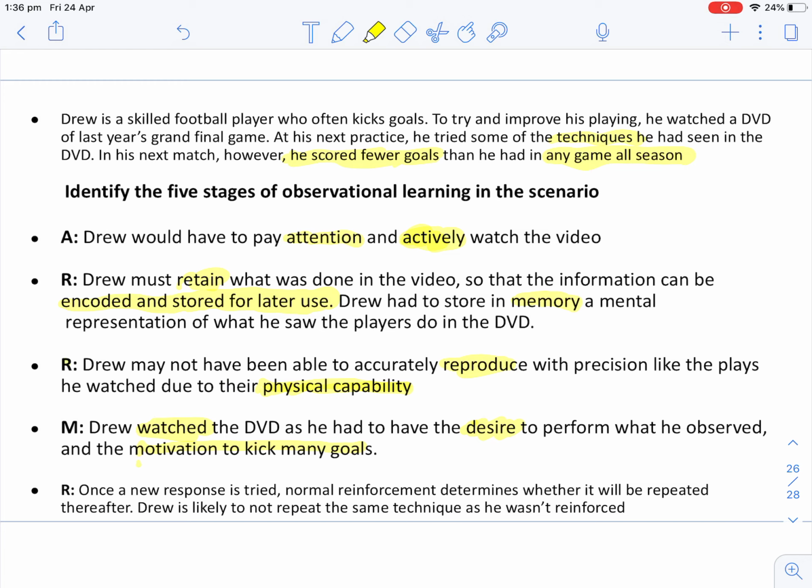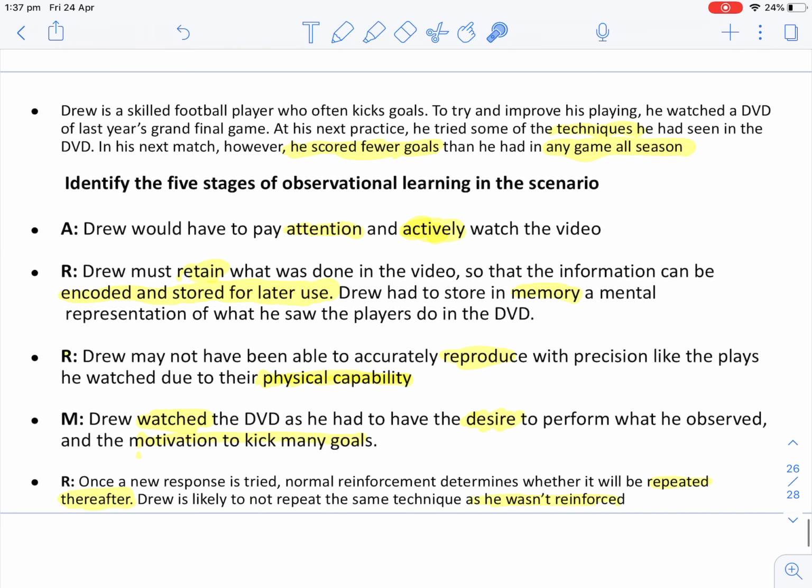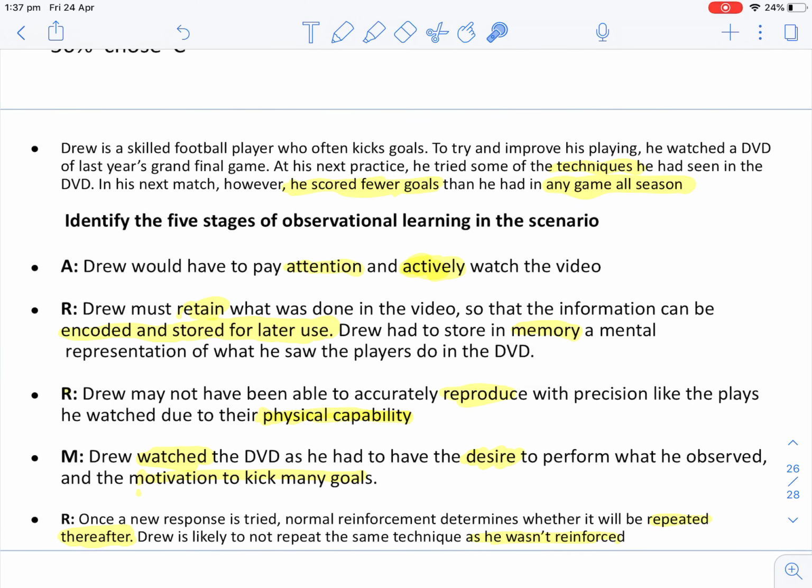So once the new response is tried, reinforcement determines whether it will be repeated thereafter. So we know that if you're positively reinforced, then the likelihood of you doing that again will continue, or negatively. So it seems that Drew's not likely to repeat the same technique because he wasn't reinforced. He'd scored fewer goals, so that same technique didn't work. So he would need to change something there. If, per se, he kicked more goals and maybe his coach really praised him or his teammates, then he would be likely to reproduce that same behavior.